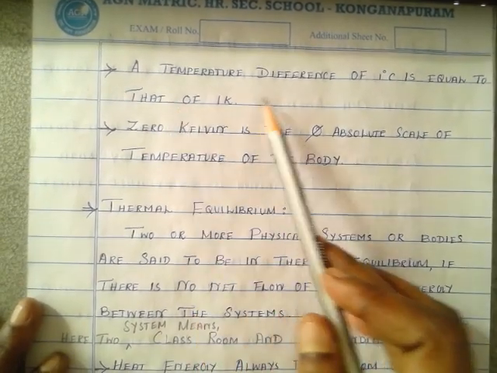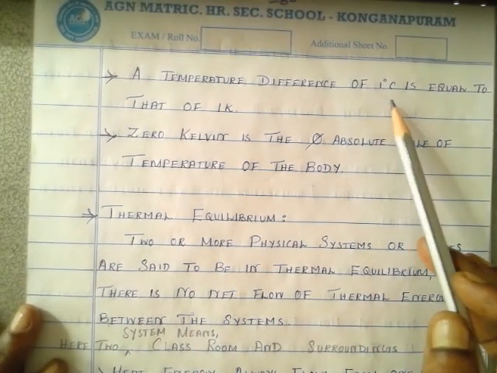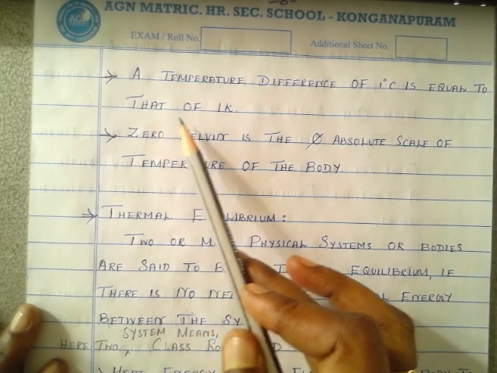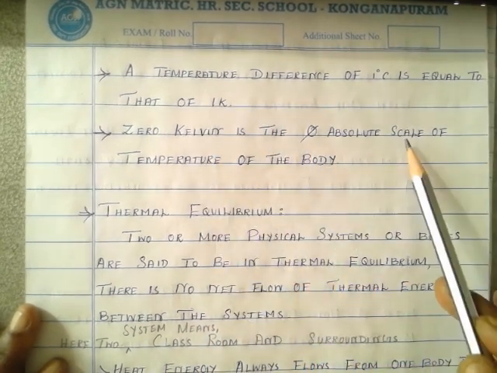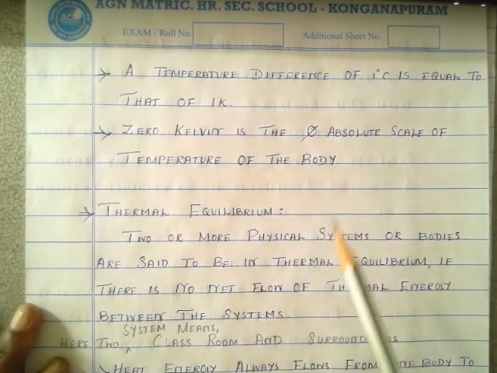A temperature difference of 1 degree Celsius is equal to that of 1 Kelvin. 0 Kelvin is the absolute scale of temperature of the body.